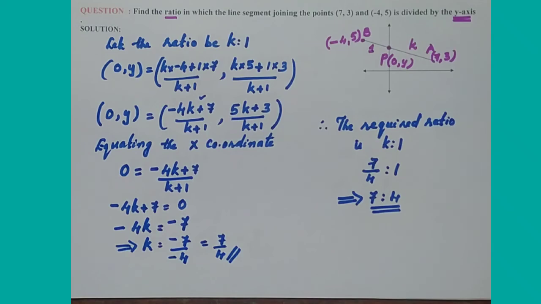Either you need to find the ratio or you need to find the point on the x-axis or y-axis. When finding the ratio, two methods are there. Either you can take the ratio as m1 is to m2 or as k is to 1. If the point is given as a point on the x-axis, you need to take the y coordinate as 0, and if the point is on the y-axis, you need to take the x coordinate as 0.